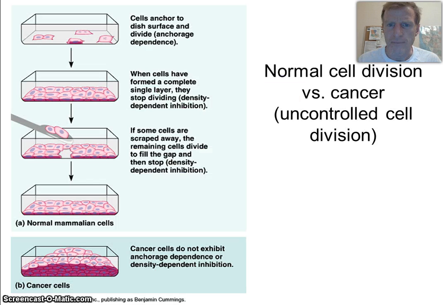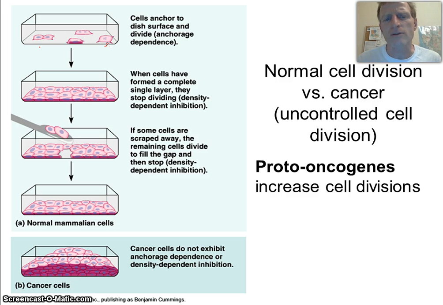Okay, so normally, let's say I've got a bunch of skin cells and I'm growing them on a plate, and those skin cells will anchor to the bottom of the plate and then they'll start to divide. And they will divide because when they sense that they're not touching other skin cells, a gene called a proto-oncogene will turn on and it will signal to the cell, start dividing. There's not enough cells around.